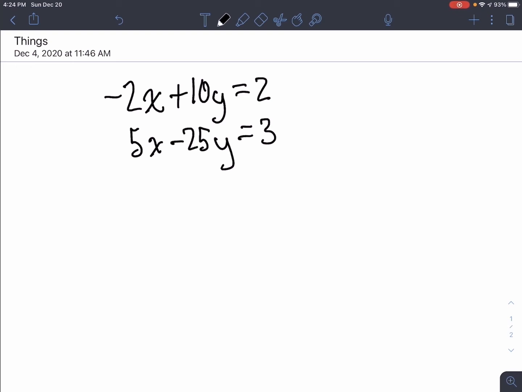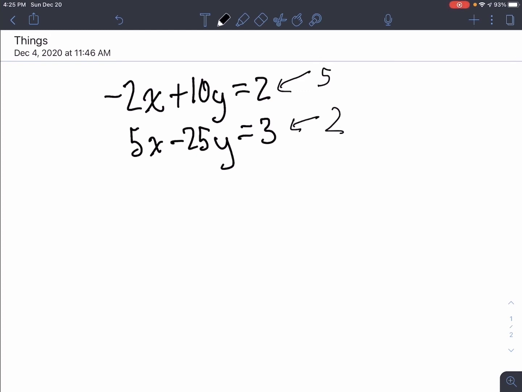Now, if you look at both equations, there are no whole number integers where you can, let's say, multiply negative 2 by some number to get 5. You can't multiply 10 by a whole number to get negative 25 either. So we have to multiply both equations. If we multiply the top equation by 5 and the bottom equation by 2, we will actually get inverses.